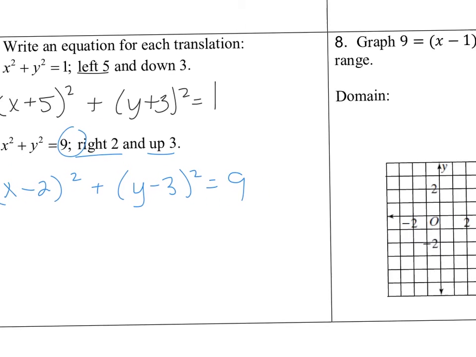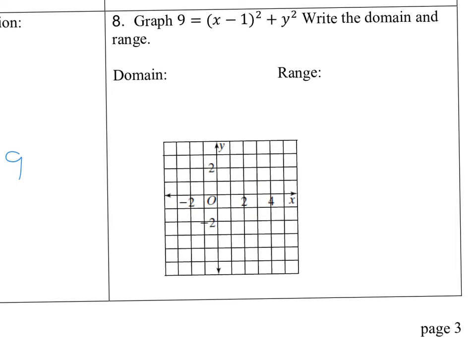And then number 8, graph and write the domain and range. To graph it, I'm going to find the center. The center is at (1, 0), and my radius is the square root of 9, which is 3. So I start at (1, 0), and I go up 3, right 3, left 3, down 3.